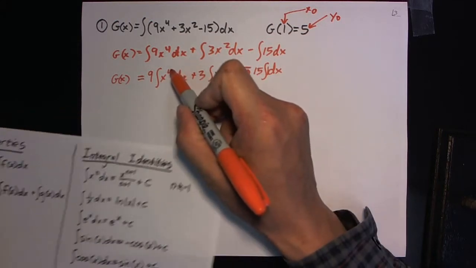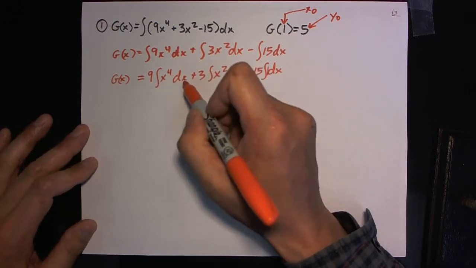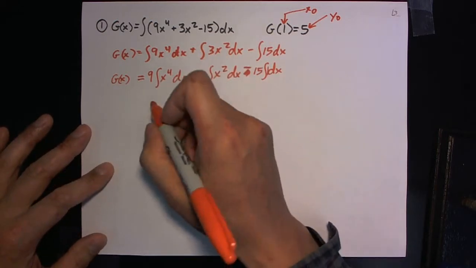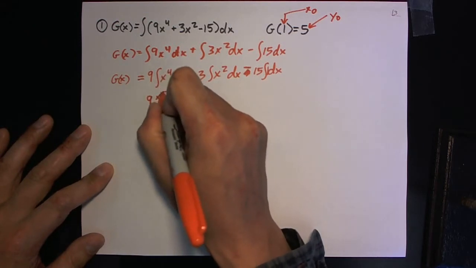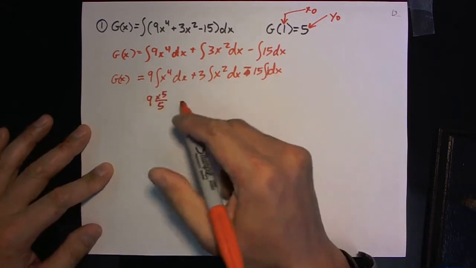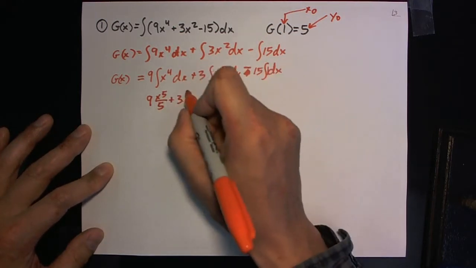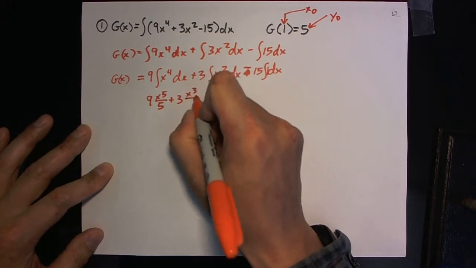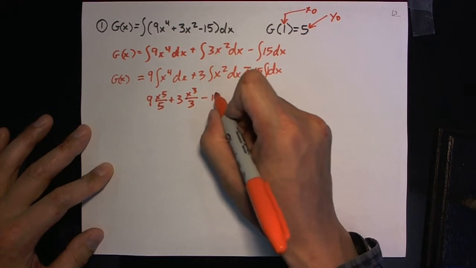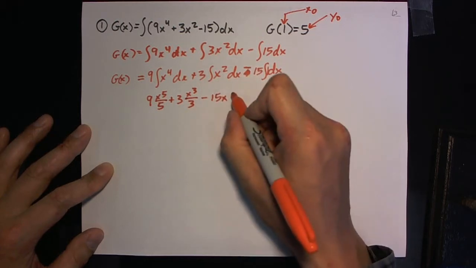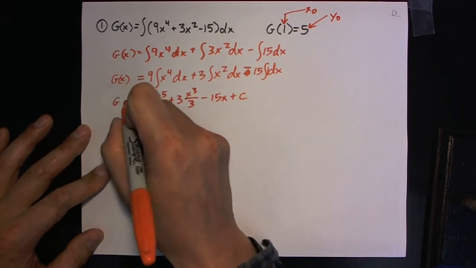So we bump this number up by 1 and also copy it down to the numerator. That gets rid of the integral symbol and the dx. So this becomes 9x to the 5th over 5 plus 3 times x cubed over 3 minus 15x, and then at the end of all of this we put a plus c. Oh yeah, and all of this is still capital G of x.